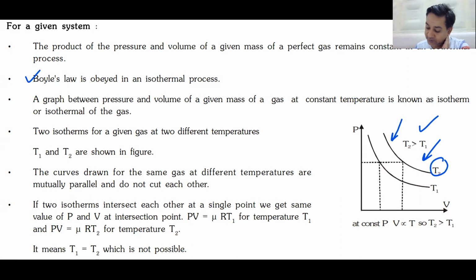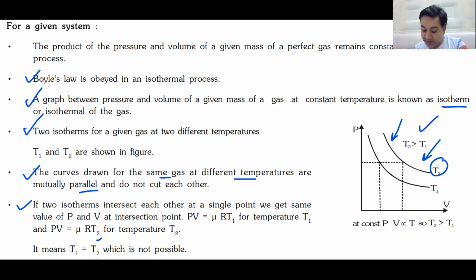Boyle's law is obeyed. This is known as an isotherm. Two isotherms are given. The upper one will be the isotherm at a higher temperature. The lower one will be at the lower temperature. The curves drawn for the same gas at different temperatures cannot cut each other. If two isothermals cut, then T1 and T2 become the same, which is not possible. So they cannot cut. Remember these small things.